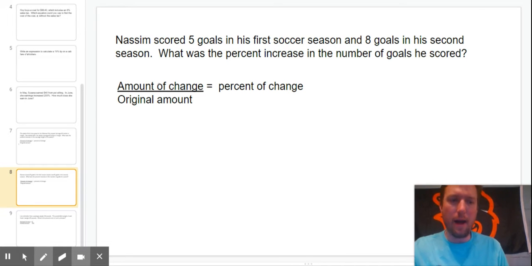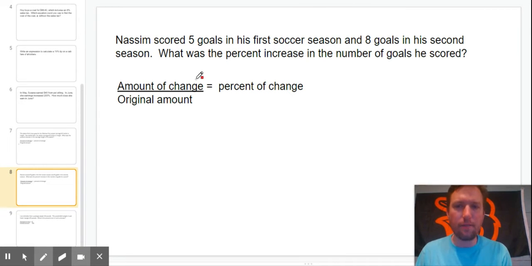Looking at this problem, I have the amount of change over the original amount equals the percent of change. So let's use the information from our problem and plug it into our formula. I have the amount of change. So what has changed here? In his first season, he scored 5 goals. In his second season, he scored 8. So that would be a change, or a positive change, or an increase.